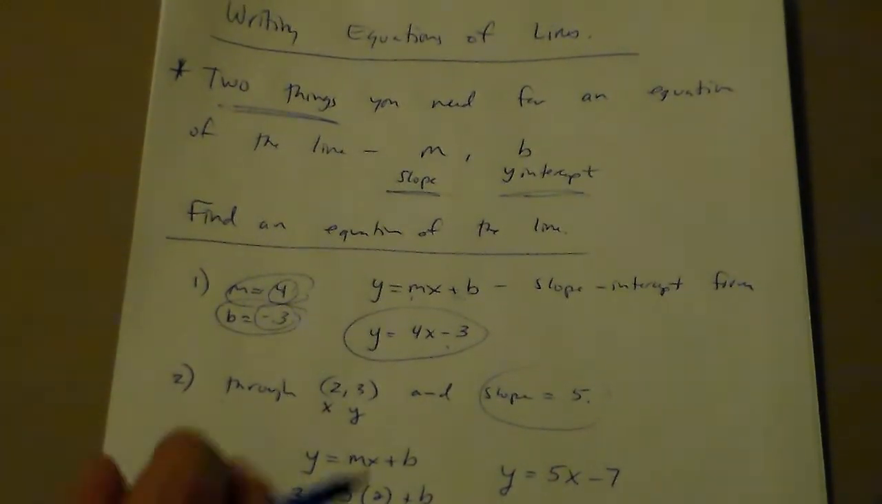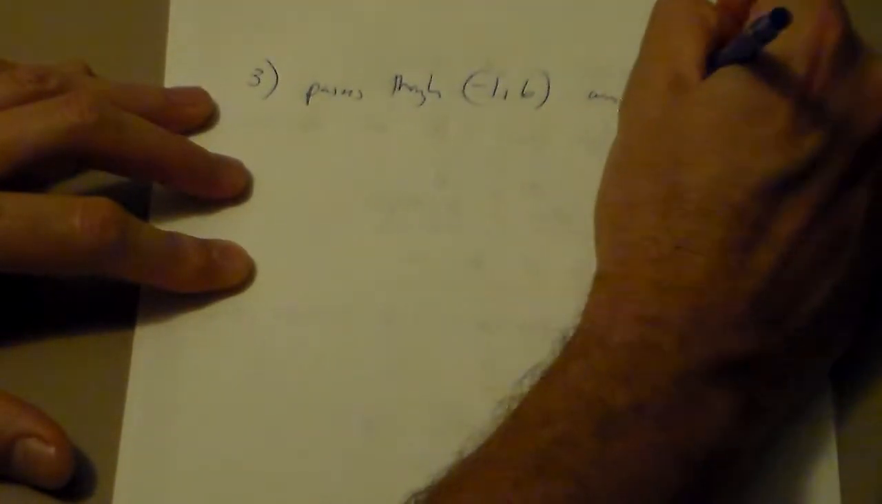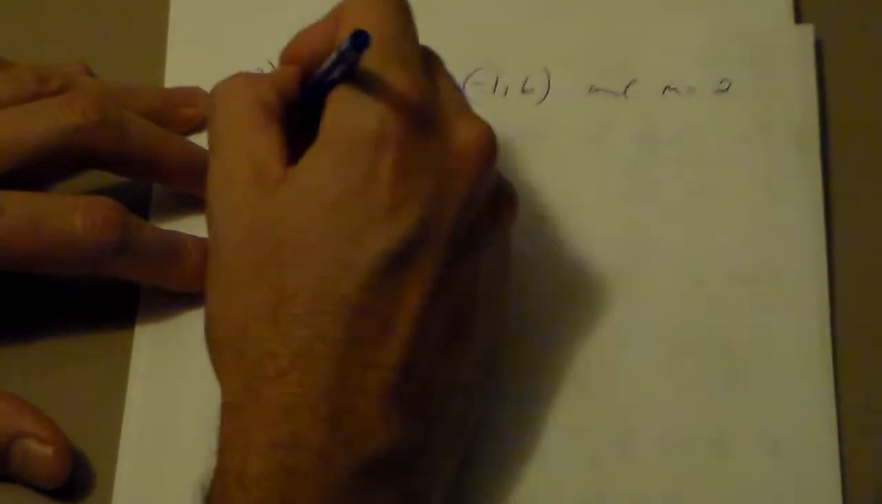I'm going to give you guys one like that. All right? So we're on number 3. So let's say I said it passes through (-1, 6) and m equals 2. Please, please, please pause the video and try it.